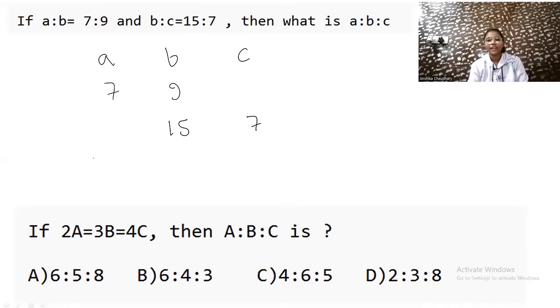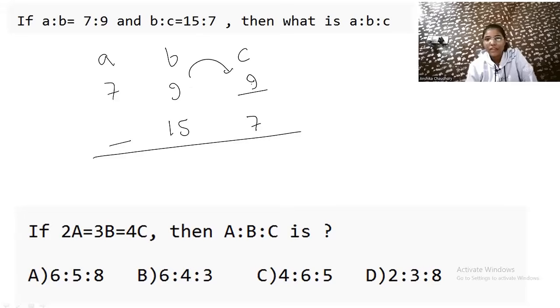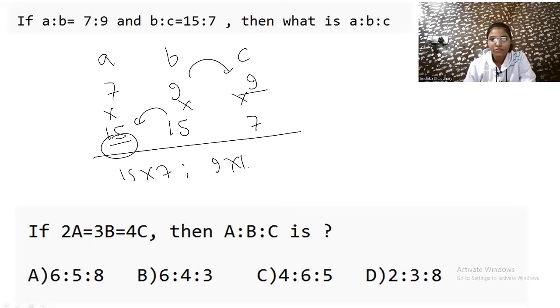Now we need to find out A ratio B ratio C. So we have to fill these places. We will fill this place by 9, the neighbor of this blank space, and this 15 should be here. You have to fill the blank space with their neighbors. Now we just have to multiply them: 15 into 7, ratio 9 into 15, ratio 9 into 7. So it will be the answer.